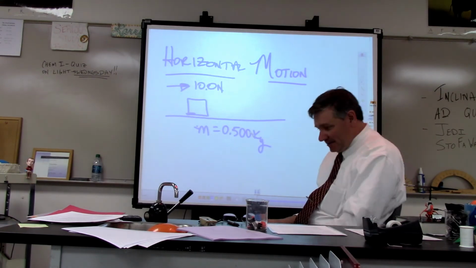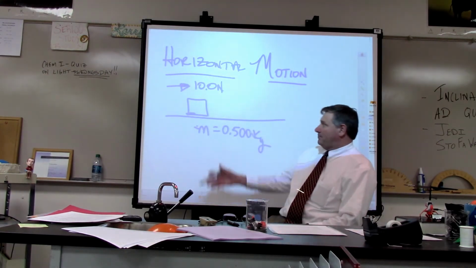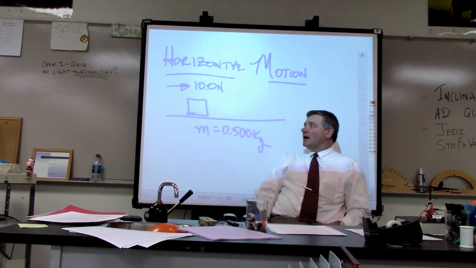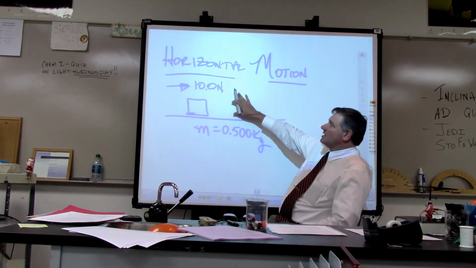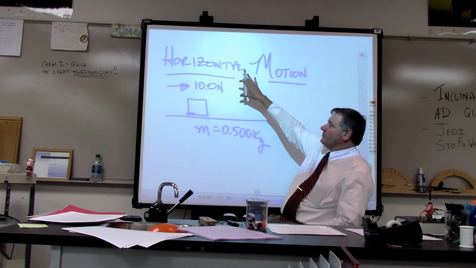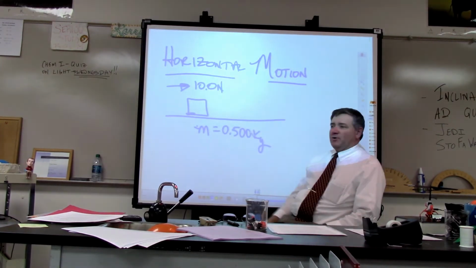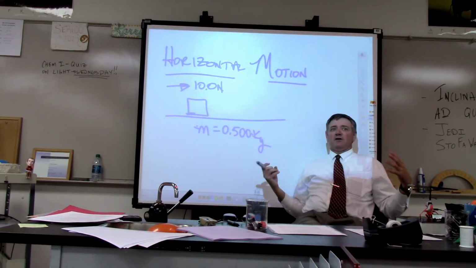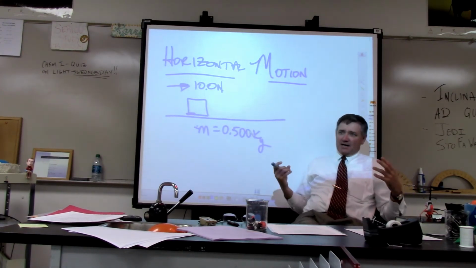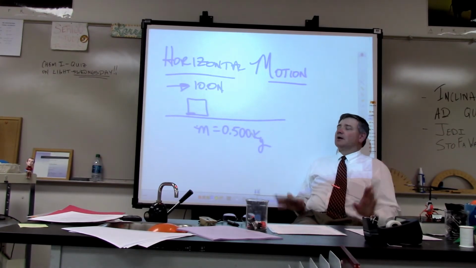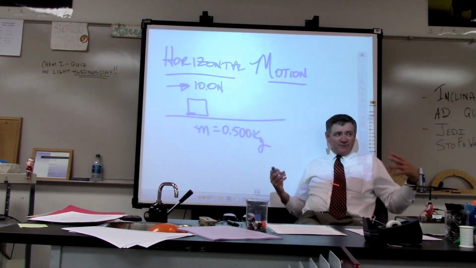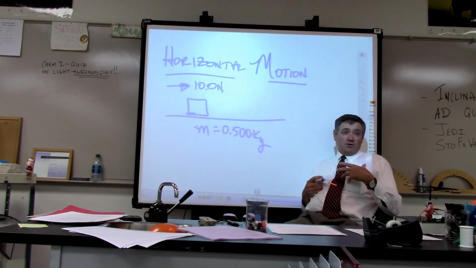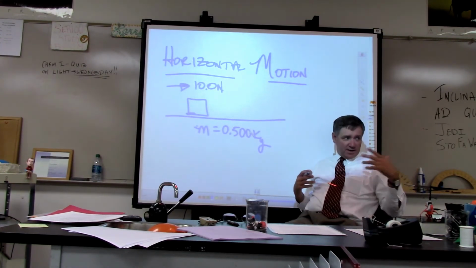So let's say that I've got a box. Okay, and this is all the information that you have. I've got a box that's sitting at rest. I'm going to apply a 10 Newton force. It's got a mass of 0.5 kilograms. Okay? I want to know what's the acceleration of the box. That's all I want. Have I given you any information whatsoever about friction? No. You don't know what mu is, you don't know anything.